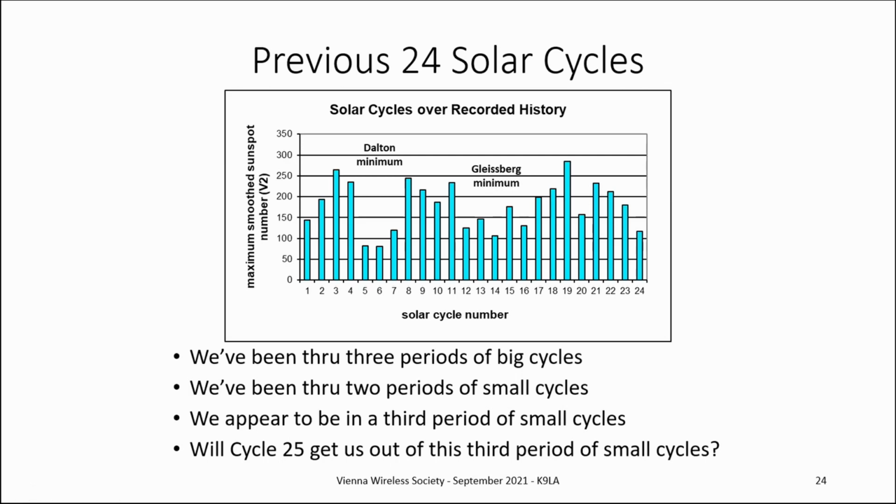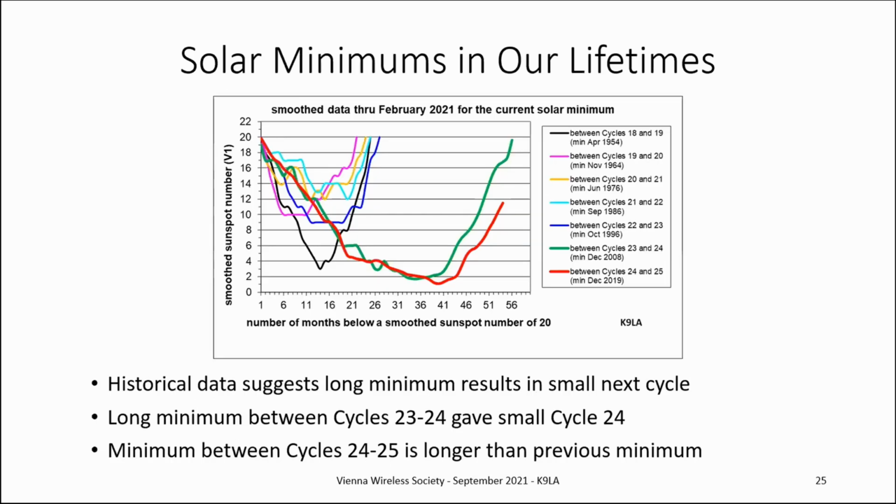And of course, the big question is, will cycle 25 get us out of this 3rd period of small cycles, or will it keep us in this period of small cycles? That's what everybody's holding their breath for. Well, you can't hold your breath. We probably won't know for at least another 6 to 12 months where cycle 25 is going.